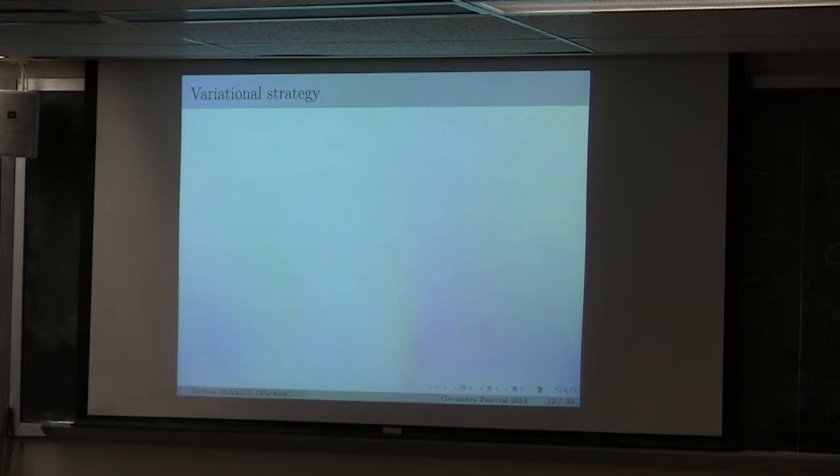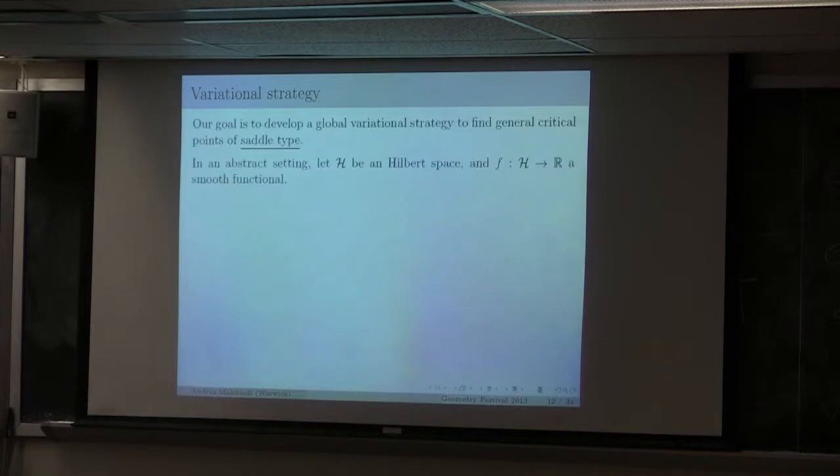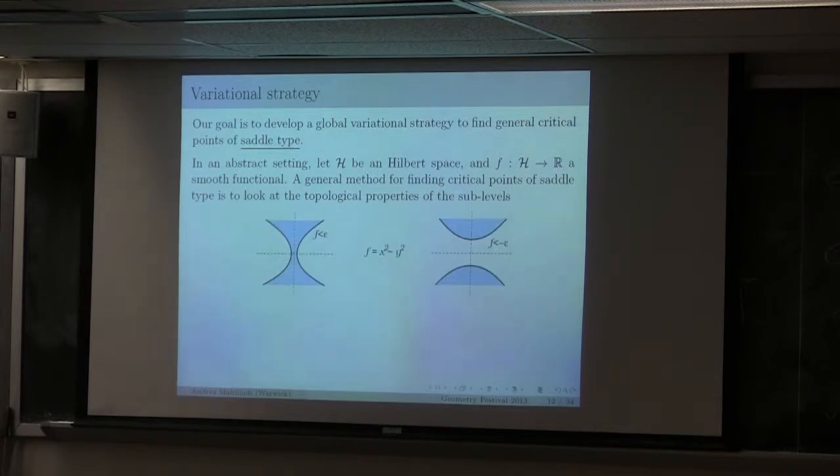I said in general when you are in the supercritical case there is no chance of minimizing, but still you may hope to be able to find saddle points. So I would like to describe a general variational strategy to attack the problem using variational methods. That's the general strategy you use in an abstract setting. You're given a smooth functional on some Hilbert space with values in R. And a classical strategy to find critical points of a functional is to look at the structure of the sublevels of this functional. Here's one simple example, just x squared minus y squared in R2. You see there is a change in topology from positive sublevels into negative sublevels.